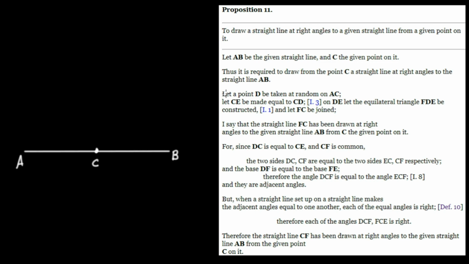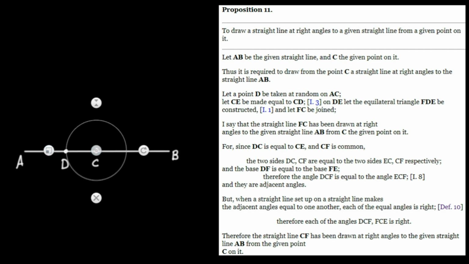The next step is let a point D be taken at random on AC. So we'll consider this to be our point D. And the next step is to let CE be made equal to CD. So we're going to place a point which is going to be approximately right there, such that CE is going to be equal to CD. And remember, we can do this by proposition 3.